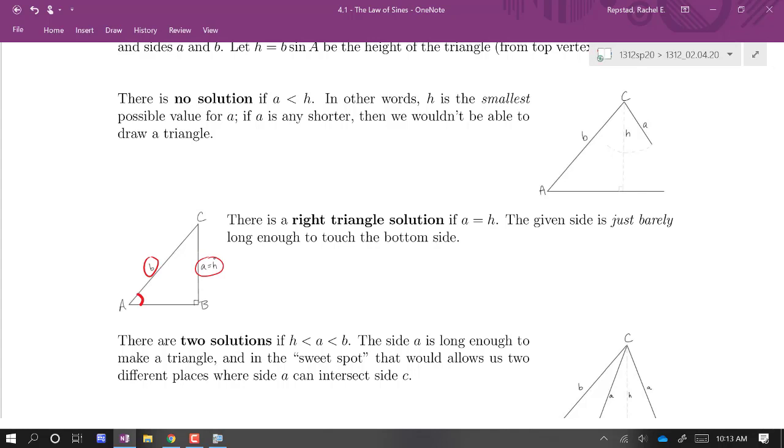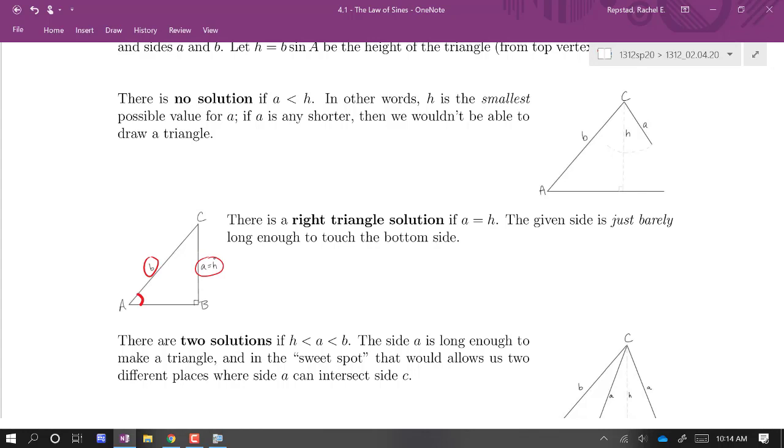And when you use SOHCAHTOA to find what the height of that right triangle would be, that's the minimum length that you need to have to even get a triangle. If A is shorter than that length, the height of that right triangle, then you have this sort of scenario here. A just isn't long enough to connect to that bottom side.